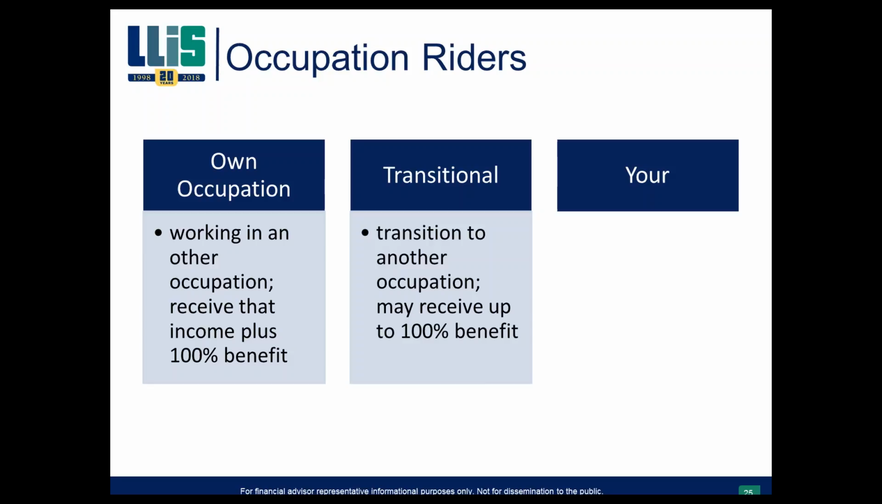Now, the transitional one simply says if your client can't do the substantial material duties of their occupation and they transition into another one, let's say they transition into being a teacher and they're not making the same amount of money, they get to collect 100% of the income from that new occupation, but they don't automatically get 100% of the disability benefit. They can dip into it for the shortfall of what they're not earning in their teacher job as opposed to what they were maybe as a doctor.